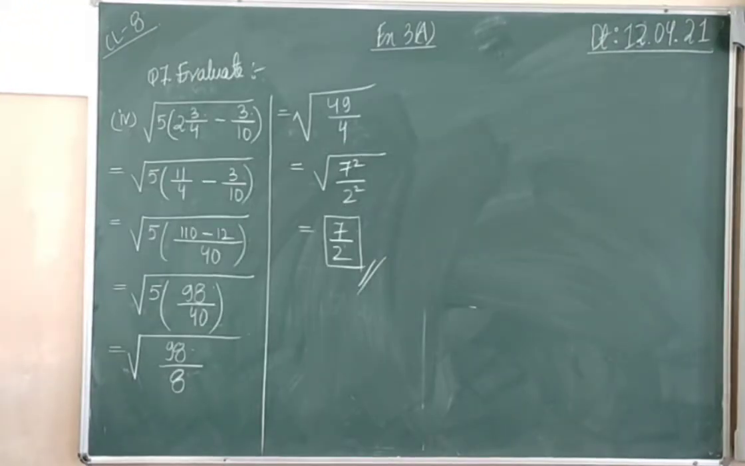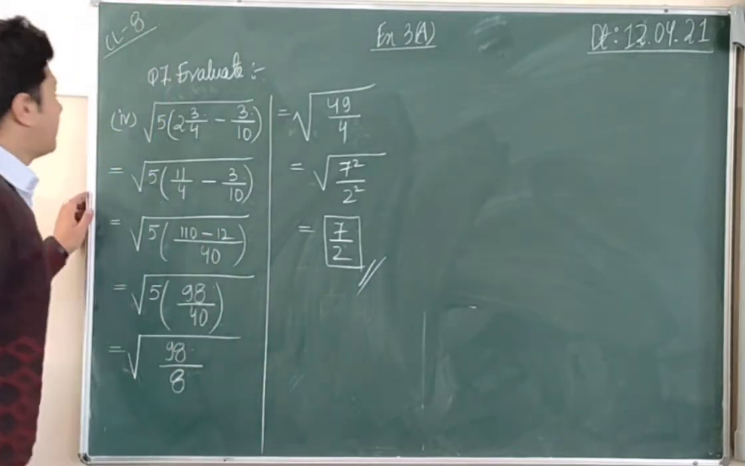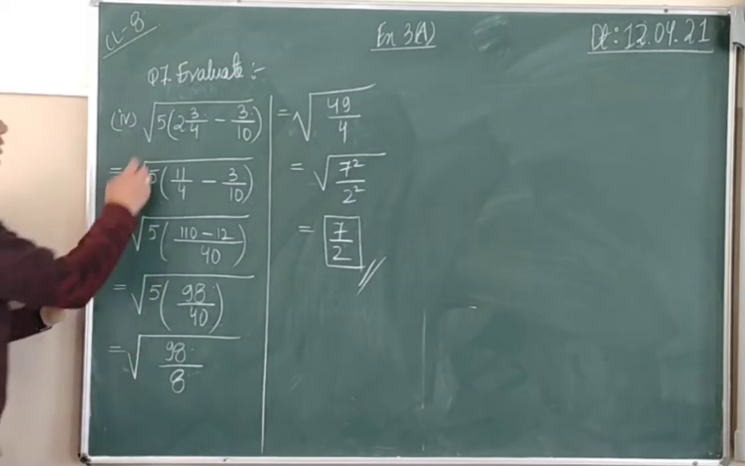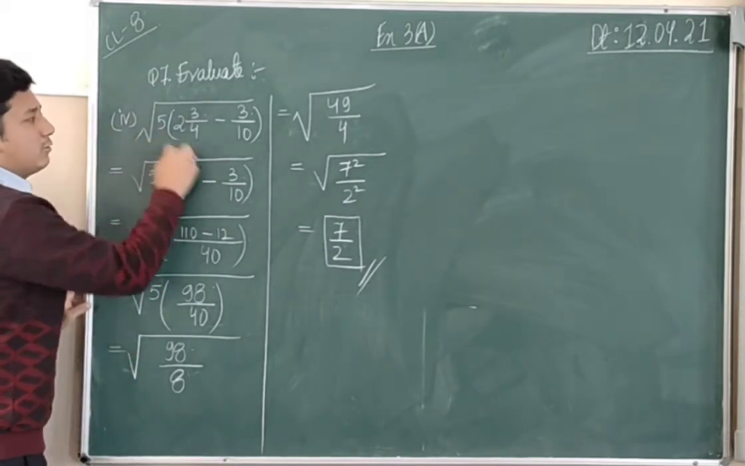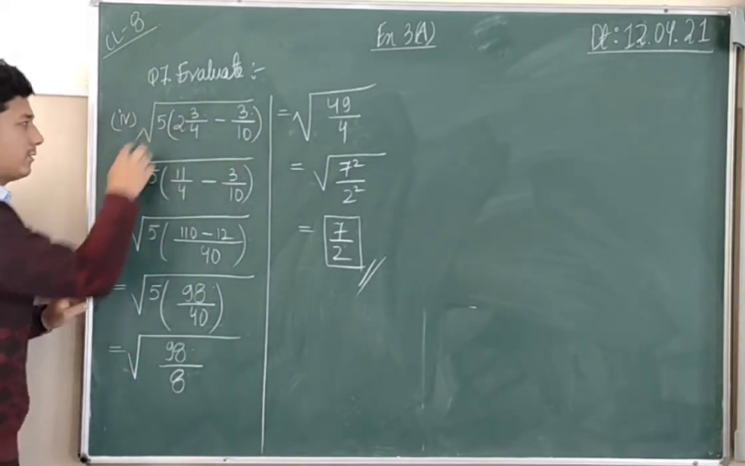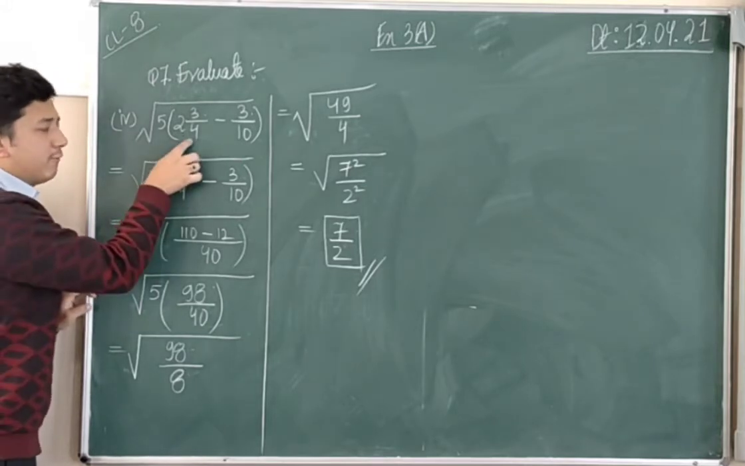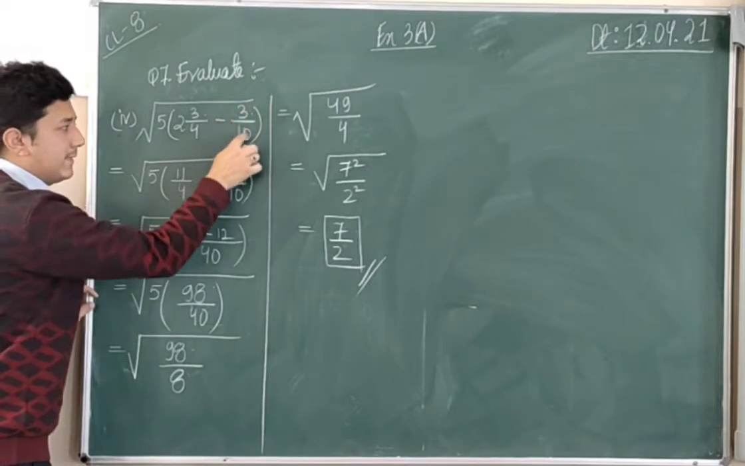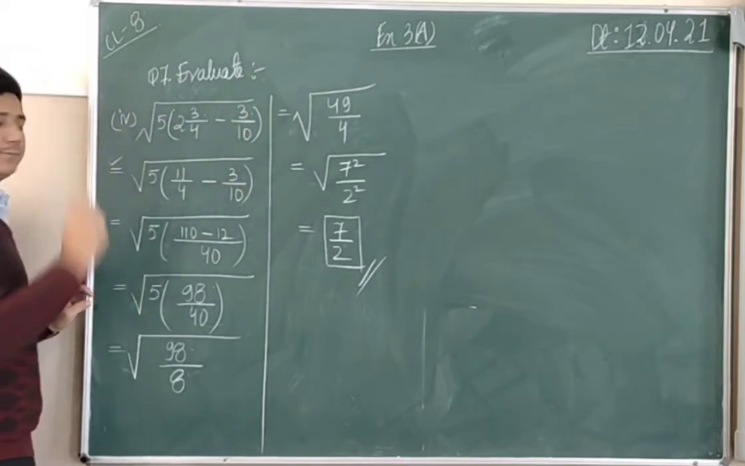Alright, let's move on to the next question, question number 7 part 4. The question is square root of 5 into this. Okay, so under root 5, 4 2s are 8, 8 plus 3 is 11 by 4, minus 3 by 10. I hope you are clear with this.